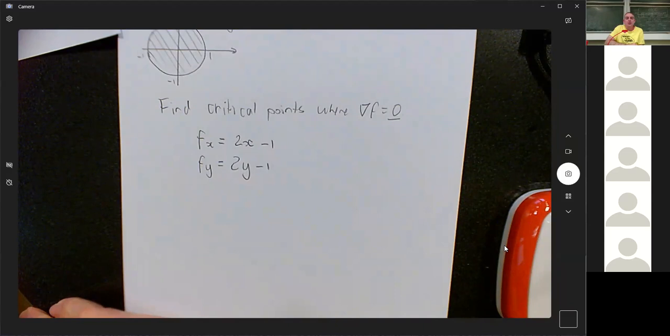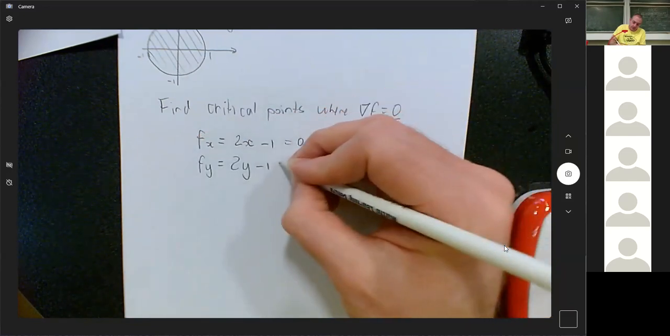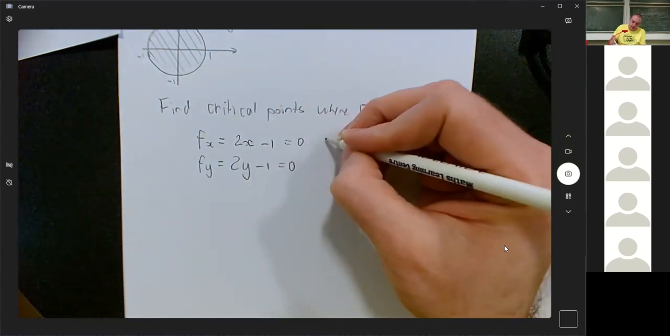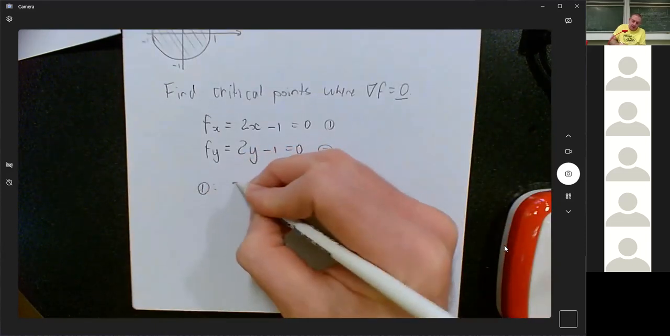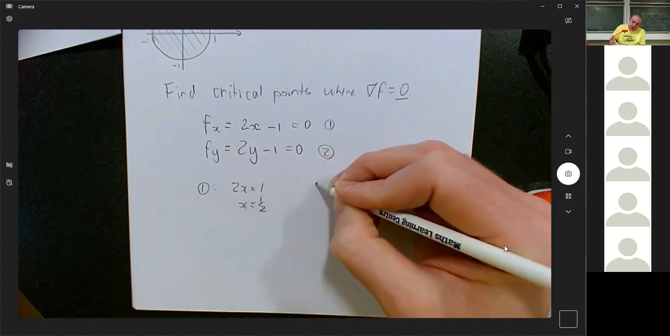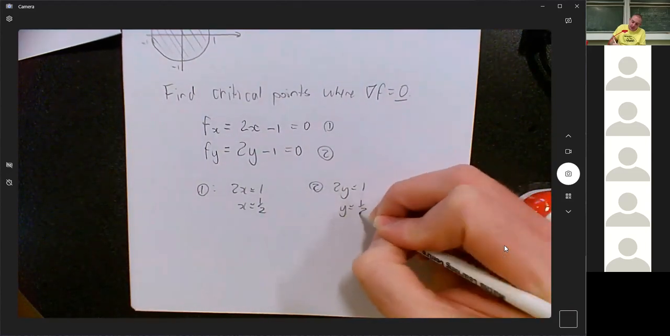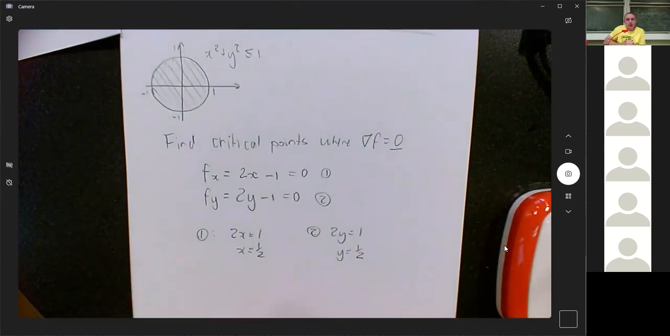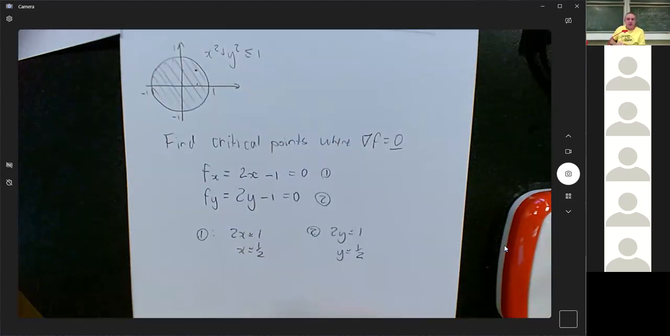Okay, and so we need both of those to be 0 at the same time. I'm going to give them numbers. So from number 1 we get that 2x is equal to 1, so x is a half. And for number 2 we get 2y equals 1, so y is a half. And that is here, which I'm pretty sure is inside the circle, but I should check. Have I done that right?